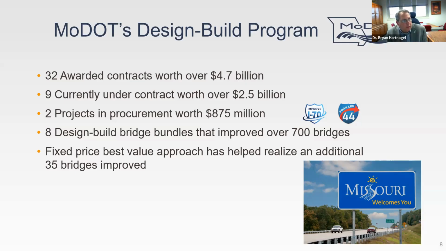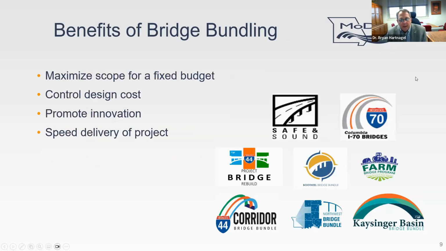And typically on these design build bridge bundles, we do a fixed price variable scope or best value approach. And we think we've been able to realize an additional 35 bridges improved because of that approach. And I'll kind of describe that as we go here. So what do we see as the benefits of bridge bundling?